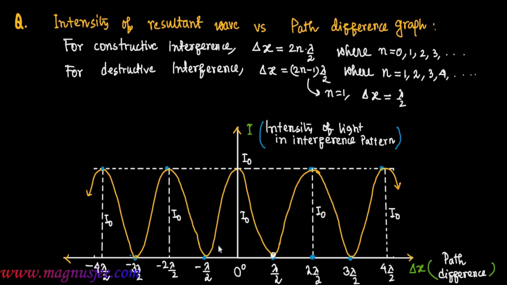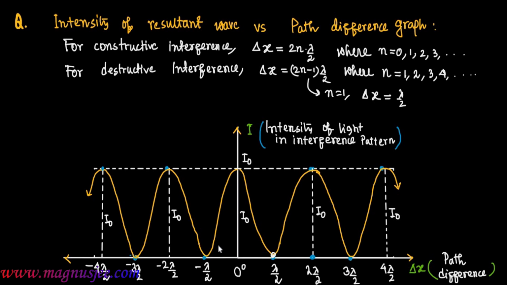The intensity of the resultant wave in the interference pattern becomes maximum at path difference 0, at path difference 2 lambda by 2, then at 4 lambda by 2, and also at minus 2 lambda by 2 and minus 4 lambda by 2, and so on. And the intensity of the resultant wave will be minimum at path difference lambda by 2, 3 lambda by 2, 5 lambda by 2, and so on.